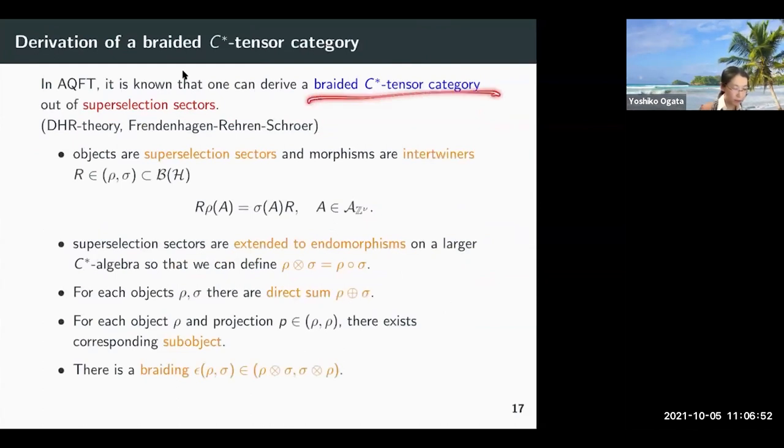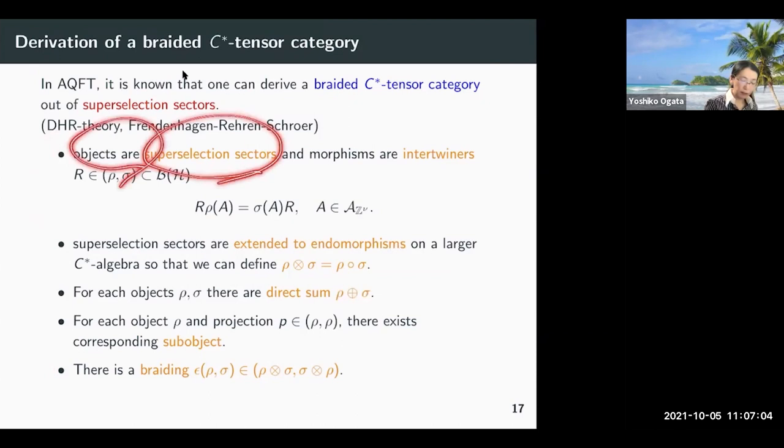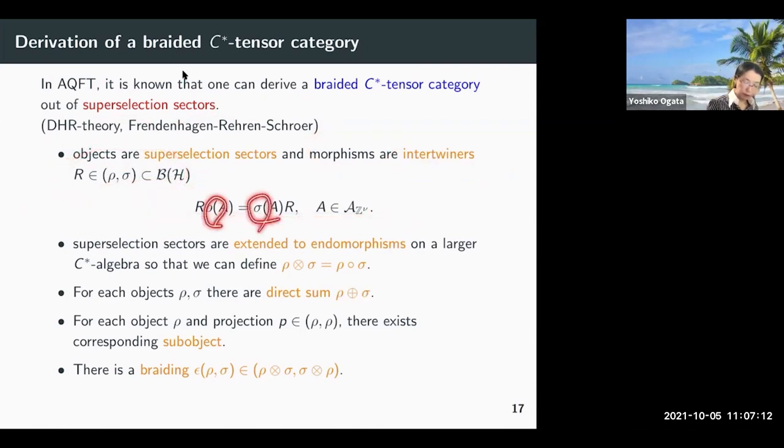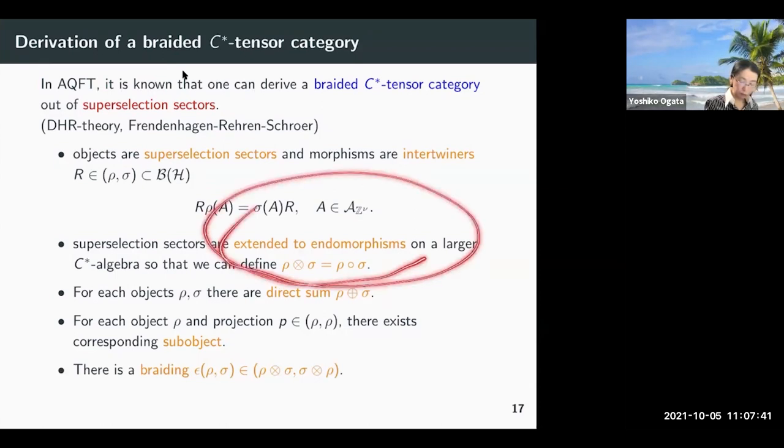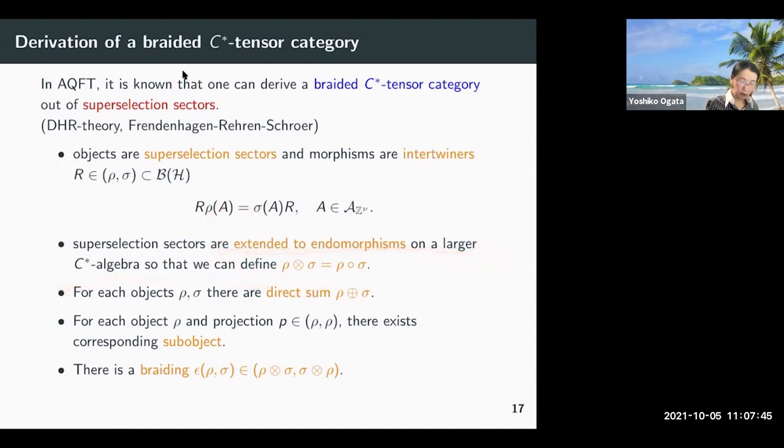The braided C* tensor category in the AQFT setting is given roughly like this. The superselection sectors are the objects and the morphisms are intertwiners, which means the bounded operators which satisfy this condition for each superselection sector sigma. In this framework, the superselection sector is originally just a representation of, at least in a quantum spin system, just a representation of an algebra. So there is no composition in the beginning, but it can be extended to endomorphisms on a larger algebra so that you can define a composition. That kind of thing is done here.